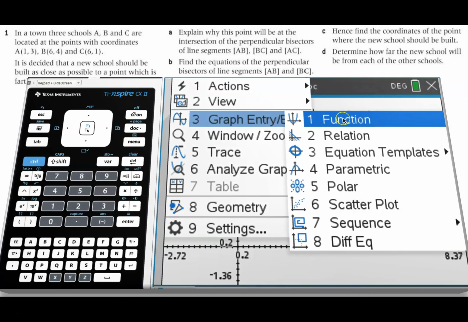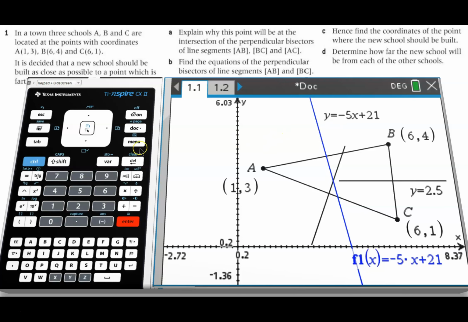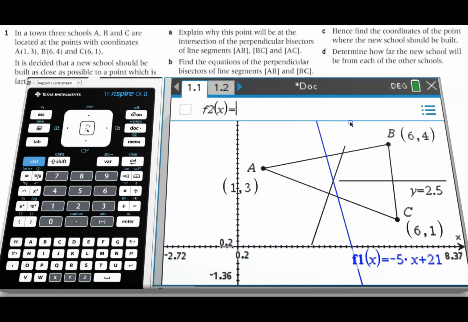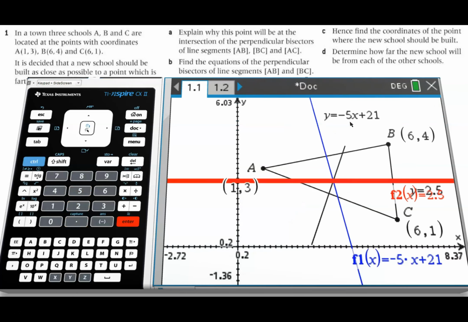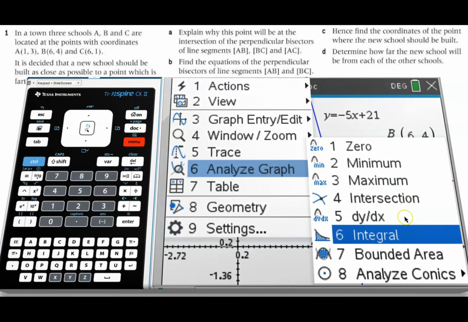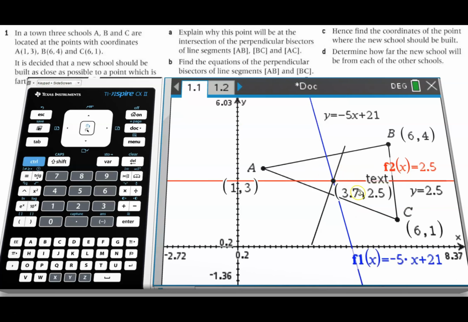So I'm going to graph them, because I can't find the intersection on that Cartesian plane. I'll type in the actual line, and it superimposes. And I'll type in another one called y equals 2.5. And now they cross. So I can visually locate the intersection of the blue and red lines by using graph analyze mode 6. Where do they intersect? Option 4. And just surround those 2 lines. You can see, not surprisingly, the point is 3.7 and 2.5, which we had more or less already concluded.